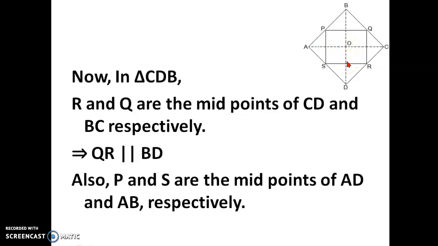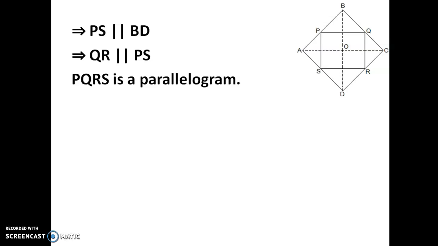Also P and S are the midpoints of AB and AD respectively, so we can say that PS is parallel to BD. This PS is also parallel to BD. How we said it for this triangle, the same way for this triangle also we are saying by the midpoint theorem that it is parallel. Similarly, QR is parallel to PS. So PQRS is a parallelogram. If the opposite sides are parallel, we call it a parallelogram.